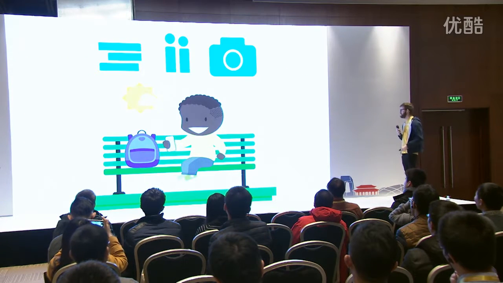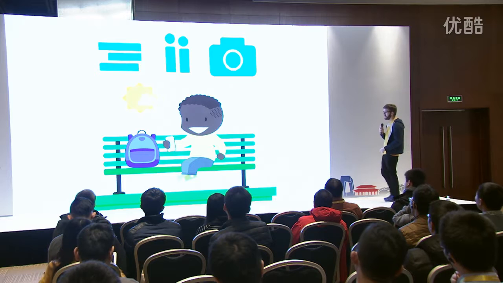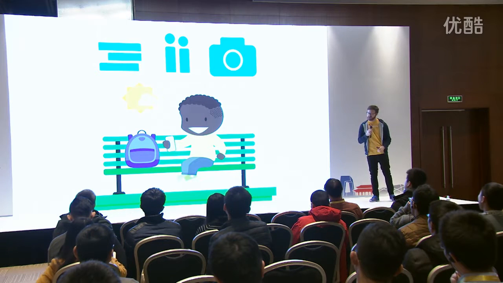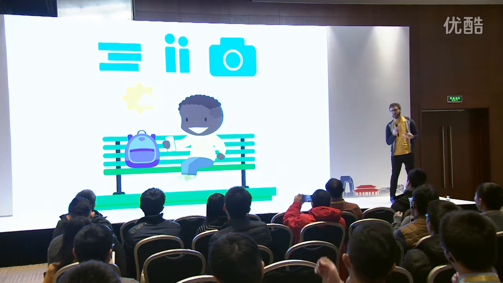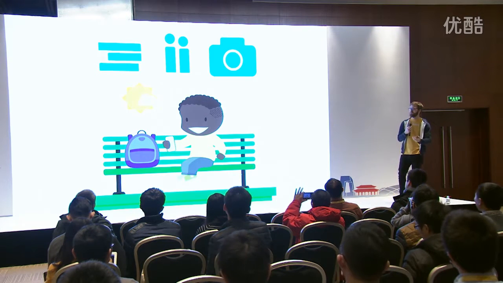So imagine we have a user, we have this friendly fellow who's very happy to be looking at his phone, and we have these three concepts. We want to make some sort of chat, we want it to interact with his friends, and we want to be able to upload photos.